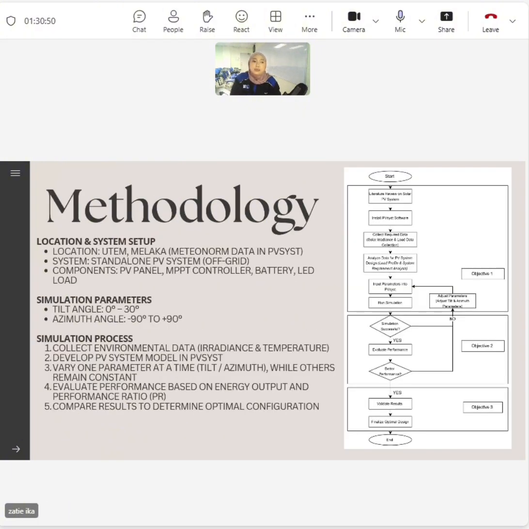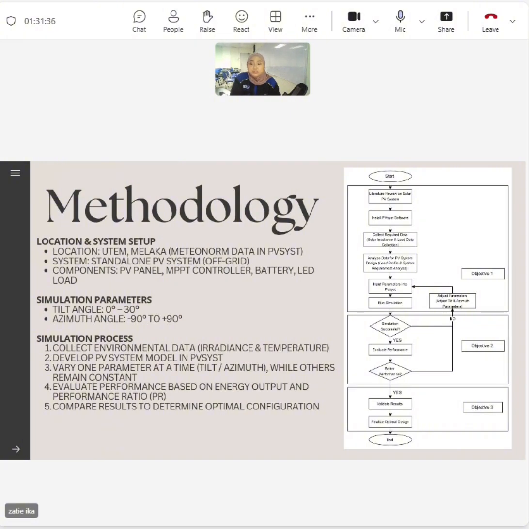For this methodology, I use UTM Melaka with meteonorm data in PVsyst. The system is a standalone off-grid PV system with PV panel, MPPT controller, battery, LED load. For your information, MPPT controller is maximum power point tracking controller. I focus on tilt angle from 0 to 30 degree and azimuth angle negative 90 to positive 90.